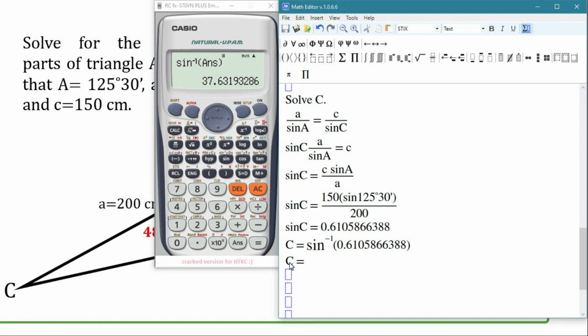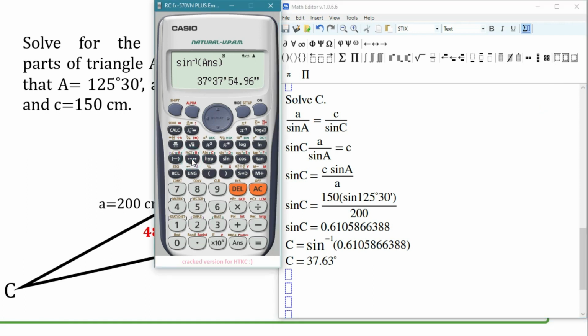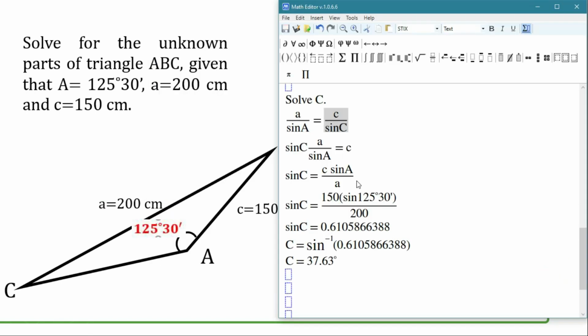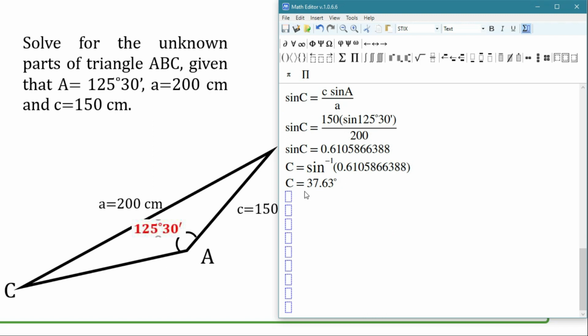Alright, again, so the value of angle C, or the measure of angle C, would be 37.63 degrees. Or in DMS, that is actually equivalent to 37 degrees, 37 minutes, and 54.96 seconds. Alright, so that will be the value of C. So we have just solved for the value of C. So now, we can solve for the value of B.